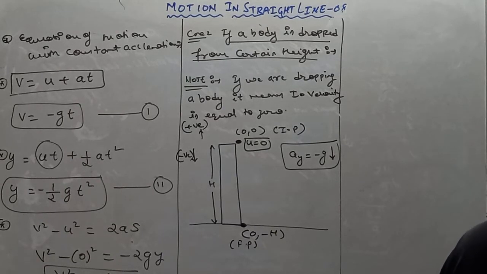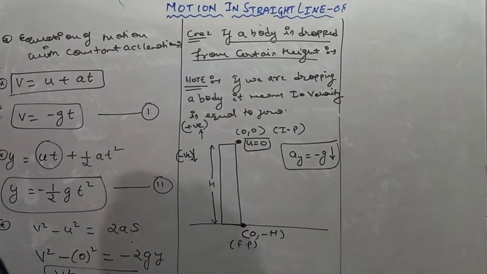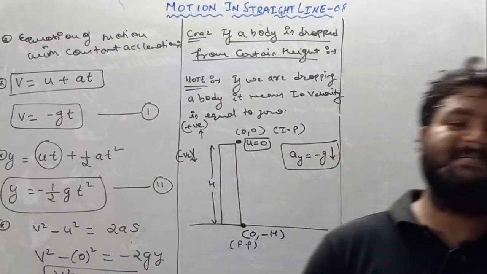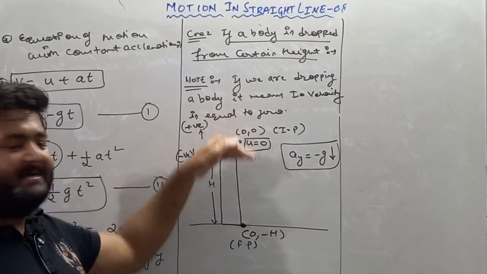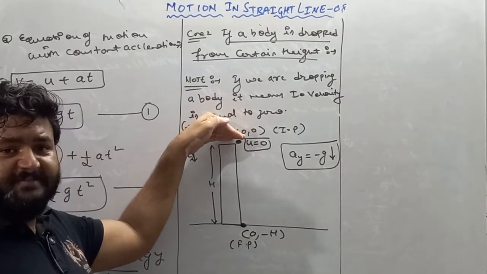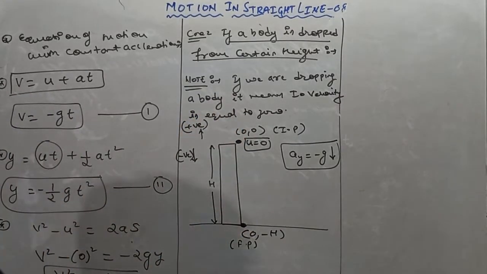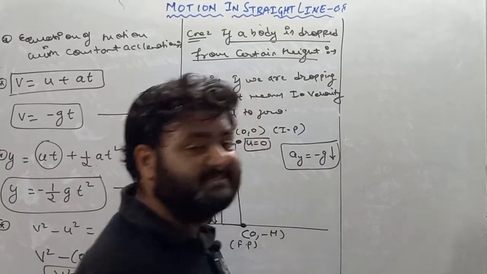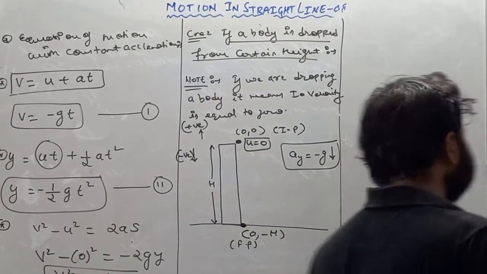So remember this, the equations of motion in this situation are: first, v equals minus gt, where v is final velocity, g is acceleration due to gravity, and t is the time taken by the particle to reach from maximum height, from the top of the tower to the ground of the tower. The second equation is y equals minus half gt square, and the third equation is v square equals minus 2gy. Moving forward, now we are deriving some formulas.